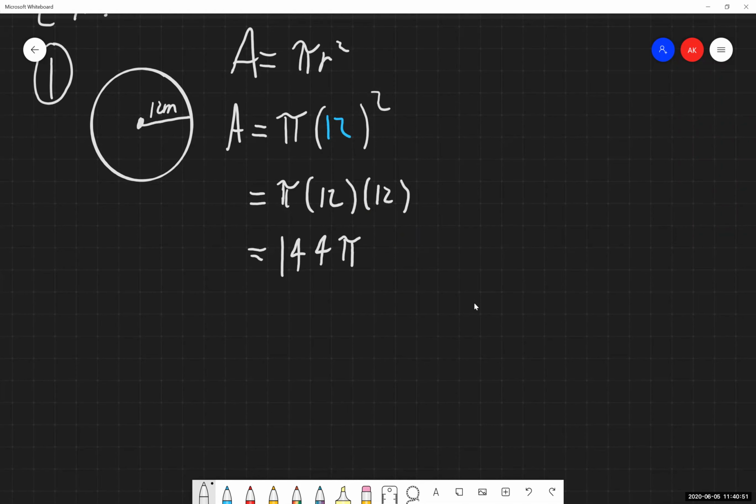So just like we did with our previous examples above, you're going 144 pi into the calculator. We are told to round to the nearest hundredth again, and after plugging that in, I'm getting 452.39 square meters. And I'm done.